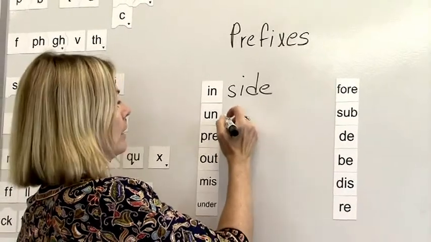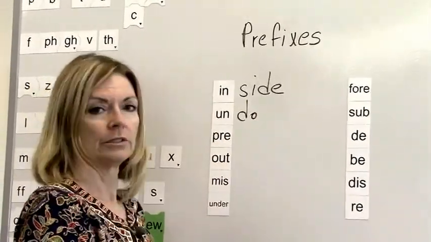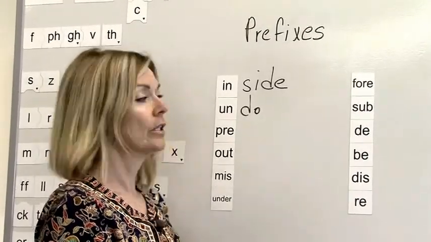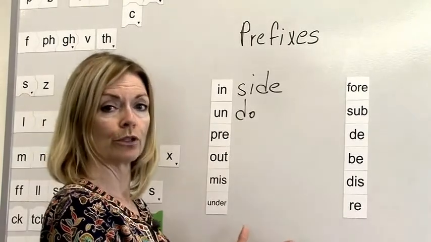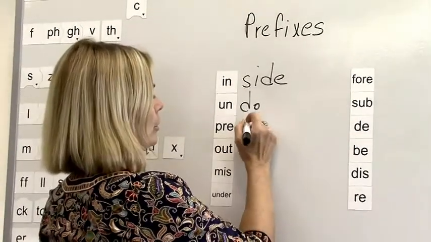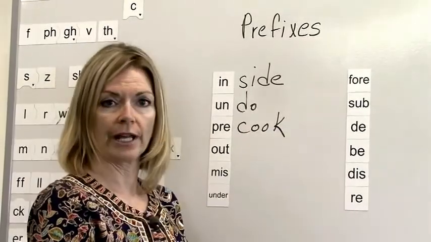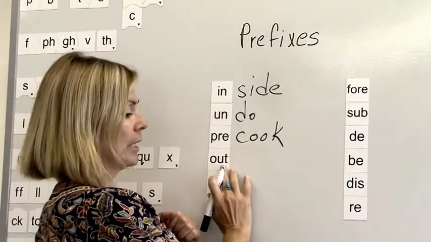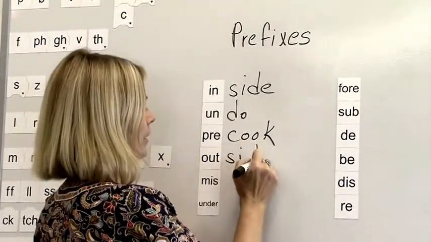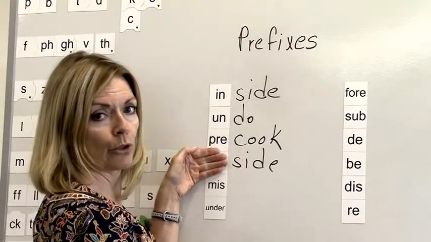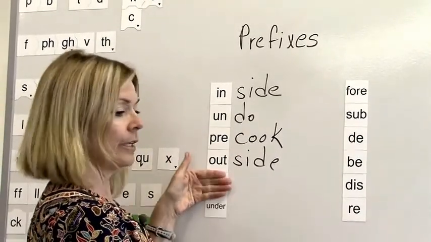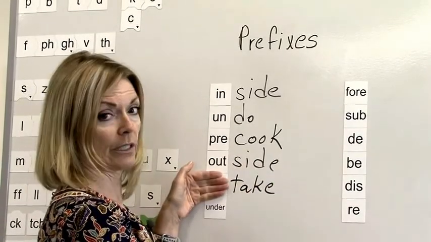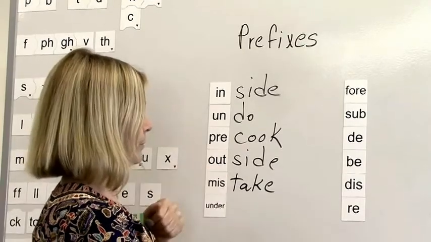Un, as in undo. If we had a word like under and you take un off, you're left with der, that's not a prefix. In this case, undo something, do is a word. There we go. Pre, as in pre-cook, to cook it ahead of time. Take it off, we're left with a real word, so this is a prefix. Out, as in outside. Again, we are left with a real word when we take it off. Here, mistake, misspell, to do incorrectly. Take it off, we've got a real word.